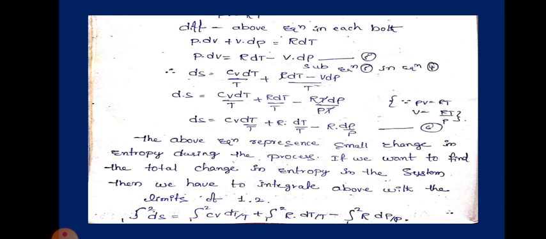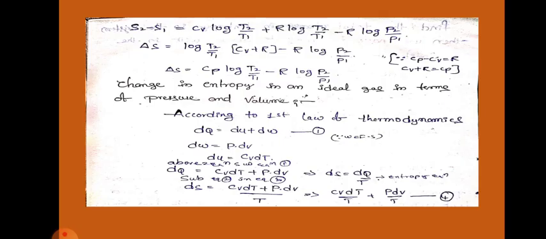The above equation represents a small change in entropy during the process. If we want to find the total change in entropy in this system, we have to integrate the above equation within the limits 1 to 2. That is, integral 1 to 2 ds is equal to integral 1 to 2 Cv dt by T plus integral 1 to 2 R dt by T minus integral 1 to 2 R into dp by p. Therefore S2 minus S1 is equal to Cv log T2 by T1 plus R log T2 by T1 minus R into log P2 by P1.